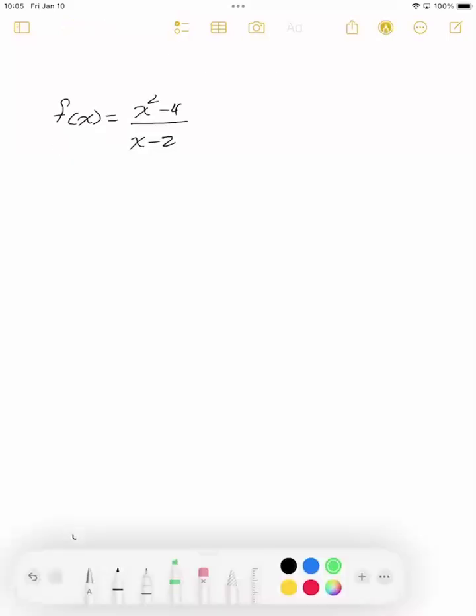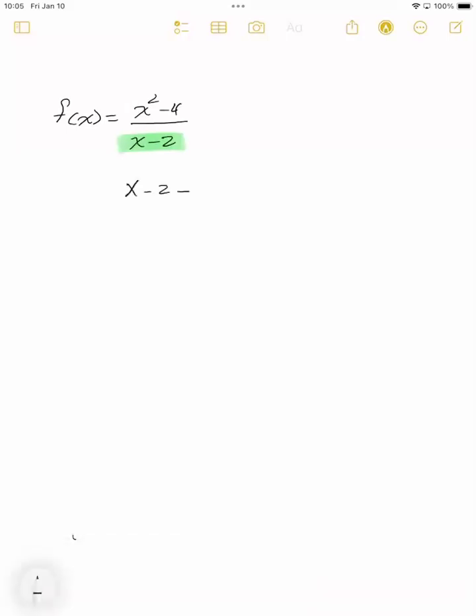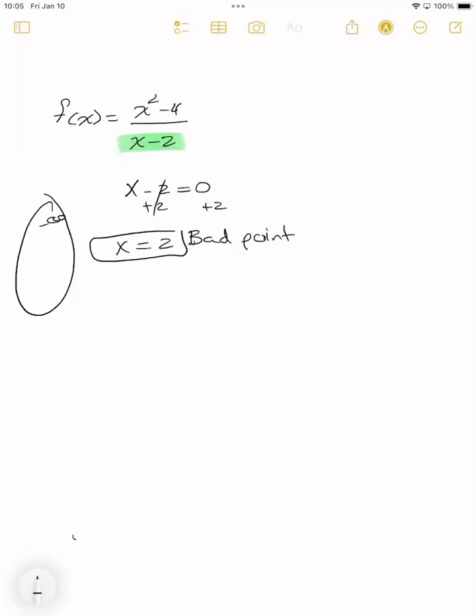we set the denominator equal to 0. We solve this equation, and we call this a bad point. That means we can pick any number for input from negative infinity to positive infinity except 2.